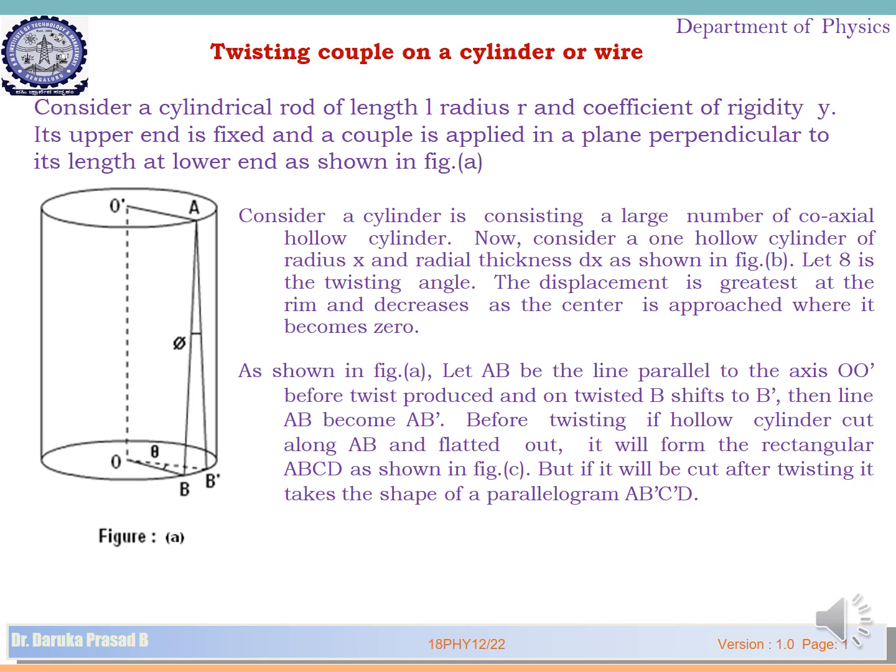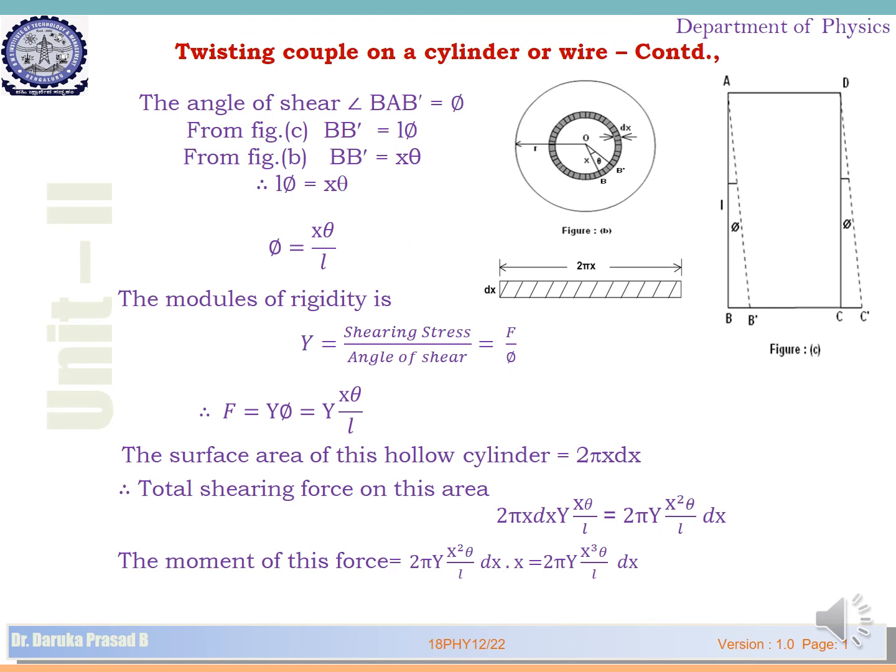Let us consider the angle subtended by this, that is angle BAB dash is phi, and consider angle BOB dash as theta. Shear stress by angle of shear, so shear stress is F by A, that is force per unit area, by angle of shear phi, then F is equal to eta into phi or eta into x theta by L. The surface area of this hollow cylinder is 2 pi x dx. Therefore, the total shearing force on this area is 2 pi x dx eta into x into theta by L.